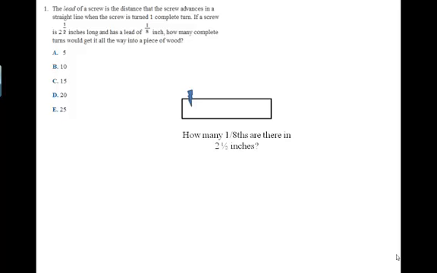The lead of a screw is the distance the screw advances in a straight line. God, I don't understand what any of this means. Well, suppose I had a block of wood, and I have a poorly drawn screw. What's it saying is happening? At one complete turn, this thing goes in 1/8 of an inch. I see the screw is 2.5 inches long. Every time I turn it one whole time, it goes in 1/8 of an inch. So the question is really asking, how many eighths are there in 2.5 inches?